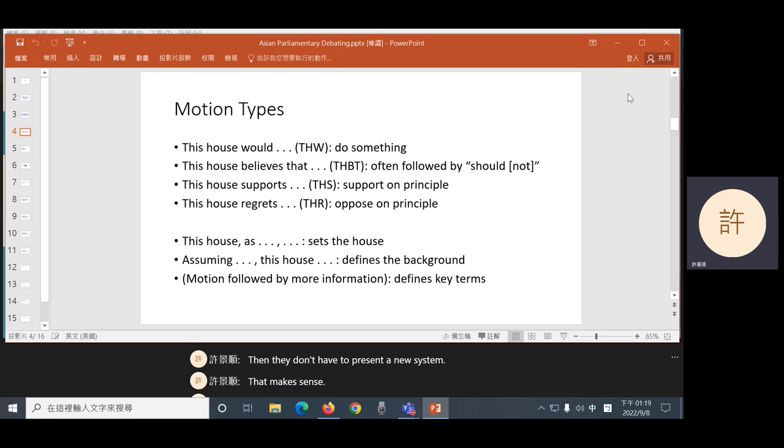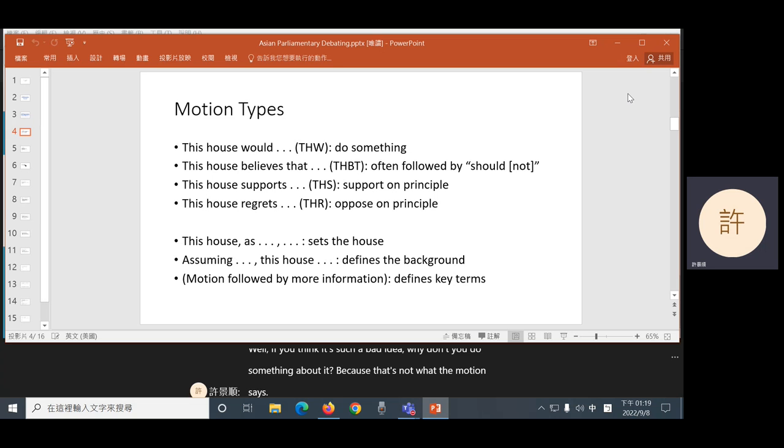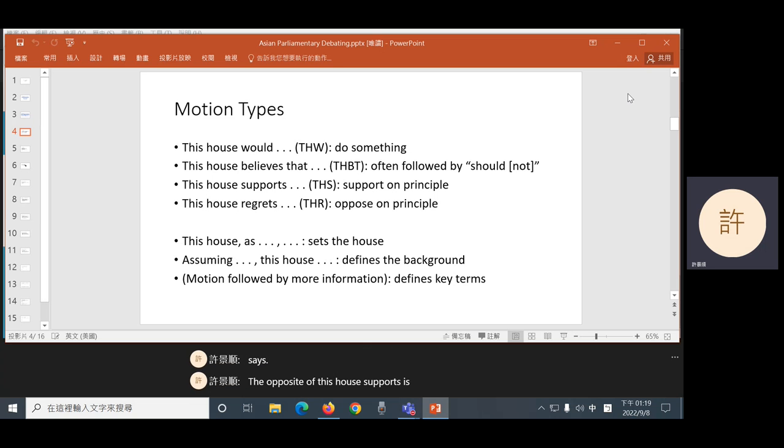So this kind of motion gives you a bit of space to decide. The third kind of motion is called this house supports. And it simply means we think it is better to have it than to not have it. So, this house supports homework. The government does not have to present a system, and the opposition cannot say, well, if you think it's such a bad idea, why don't you do something about it? Because that's not what the motion says. The opposite of this house supports is this house regrets, simply saying that it is worse to have something than to not have something.